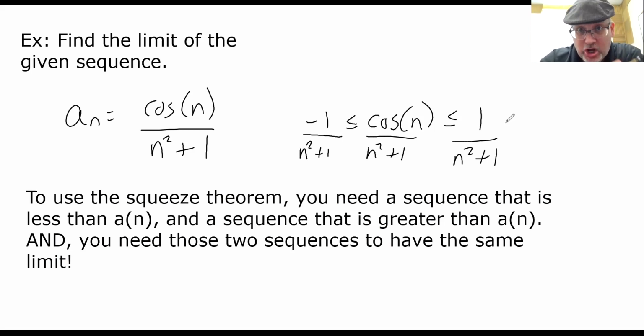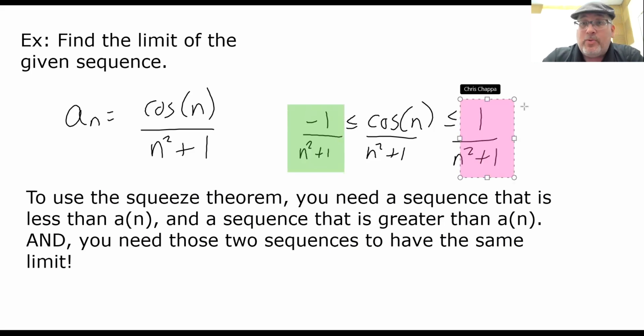And what we've just done is squeezed our given sequence between two other sequences. Namely, we squeezed them between this sequence and this sequence. And now we look at those and hope that they kind of do the same thing. And it won't take too long to see that they do.